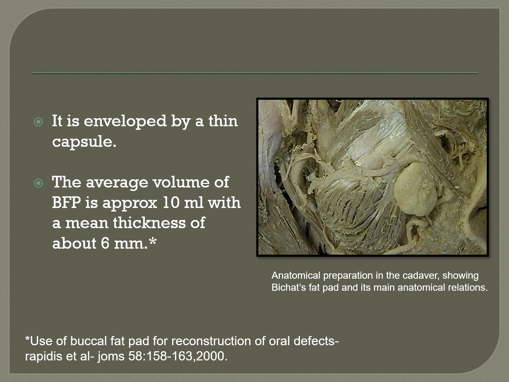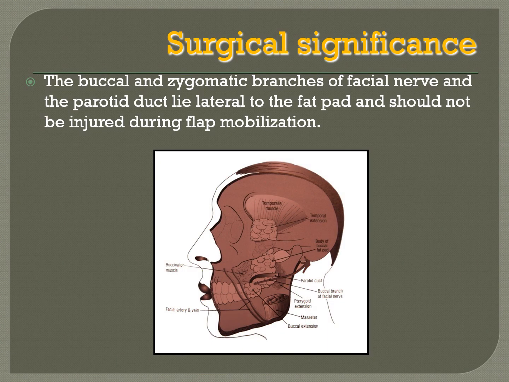The entire buccal pad of fat is lined by a thin capsule. The average volume accounts to 10 ml with a mean thickness of 6 millimeters. Coming to the surgical significance, it is mainly innervated by the buccal and the zygomatic branches of the facial nerve, and it is closely approximated with the parotid gland, which lies lateral to the fat pad. Very importantly, it should not be injured during flap mobilization. You can see it in the figure. This is the Stenson's duct of the parotid.